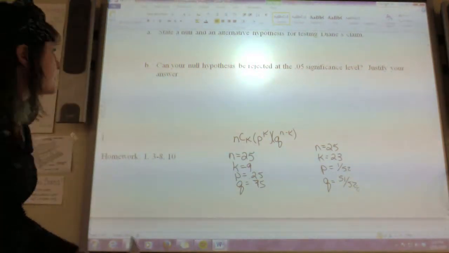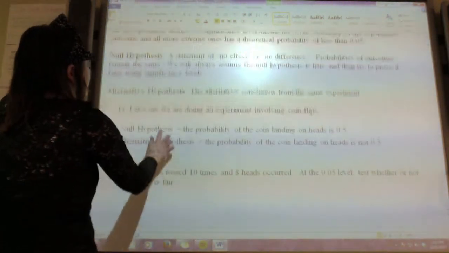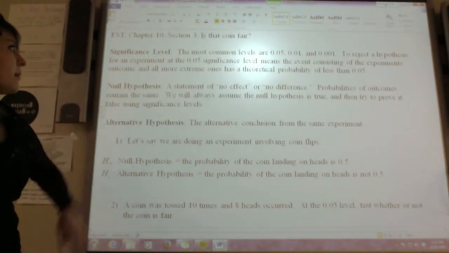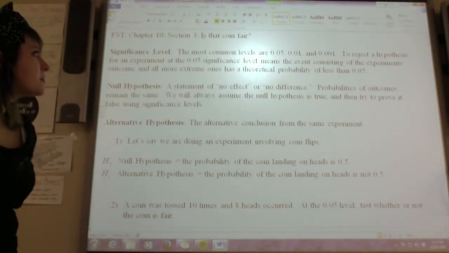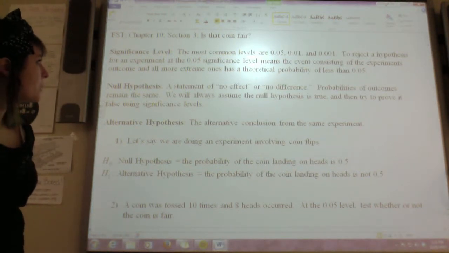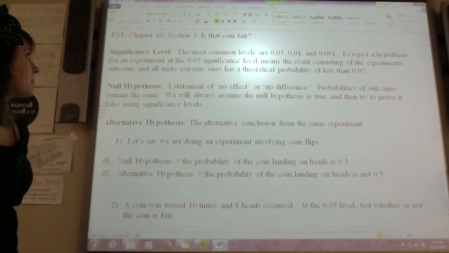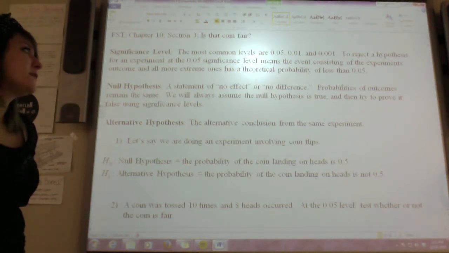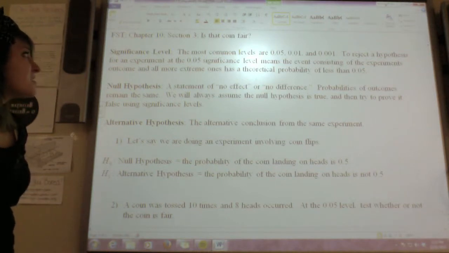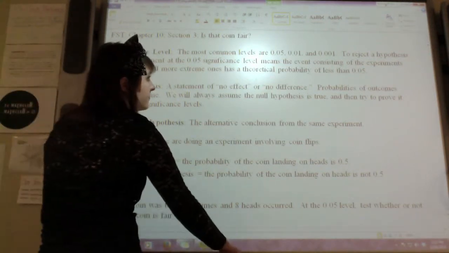So looking at your notes, significance level is the first vocabulary word that we have, and it says the most common levels are 0.05, 0.01, and 0.001. To reject a hypothesis for an experiment at the 0.05 significance level means that the event consisting of the experiment's outcome and all more extreme ones has a theoretical probability of less than 0.05.